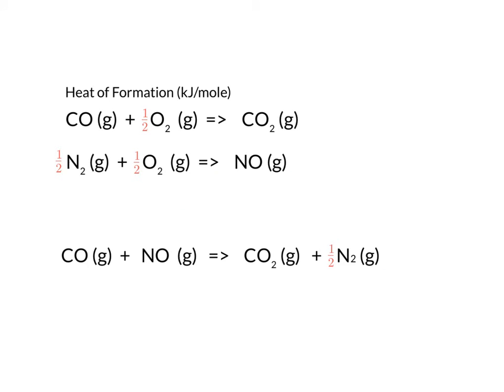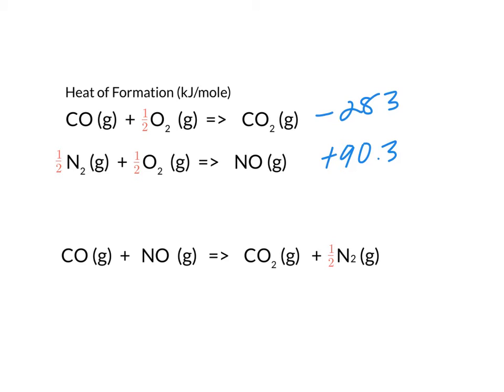So in the previous problem, we found that in making carbon dioxide, it would be negative 283 kilojoules per mole. In making nitrogen monoxide, it is a smaller number of 90, I think it was 90.3, positive 90.3.